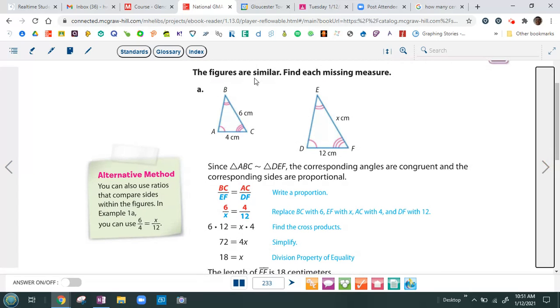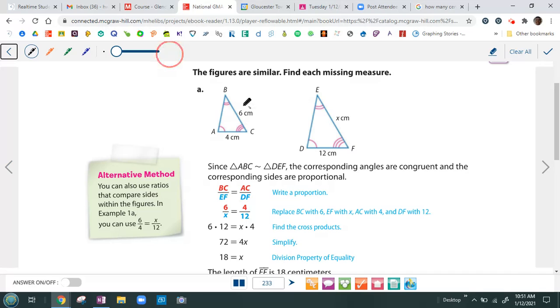All right, the figures are similar. So when they make that statement, you know two things. You know the measurement of all the corresponding angles are equal, and you know that all the corresponding sides are proportional. So what's that mean? How do we show that? Well, we know that six, oops, I don't want to do that one first, sorry.